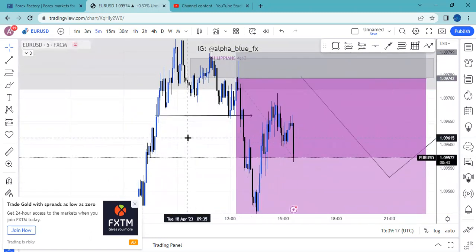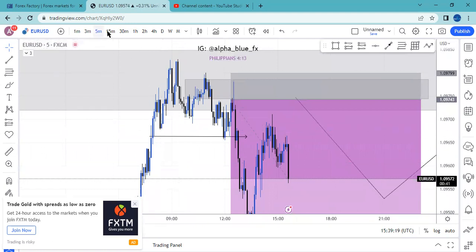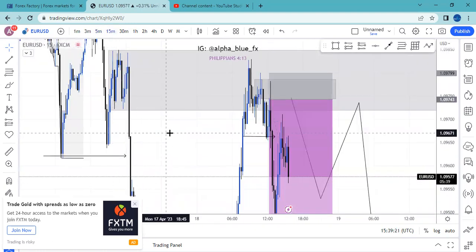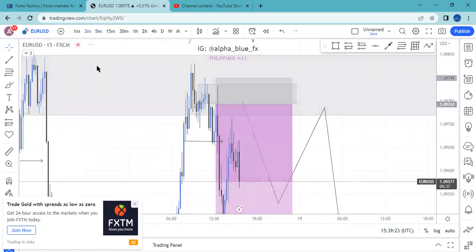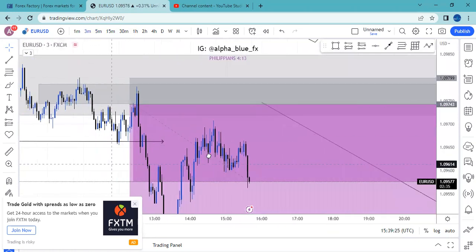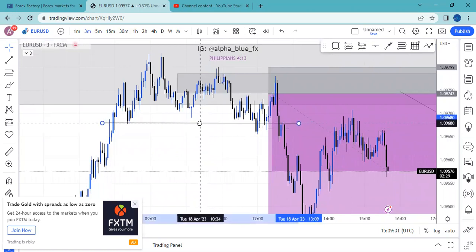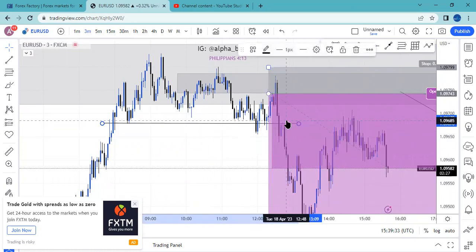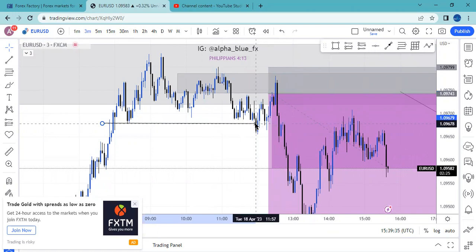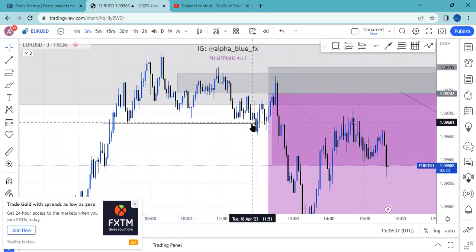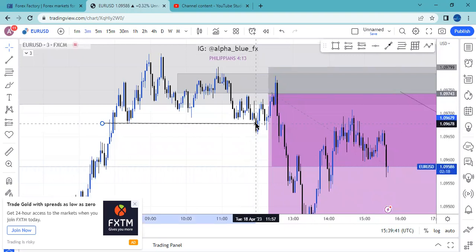What then happened was that this was an area. Let's see on the 15 minute how it looks. Okay, now it looks better on the 3 minutes. If you look at this on the 3 minutes, right about here, this was a higher low that I was waiting to see that price was going to break. Then I'll start looking for my sell entries.